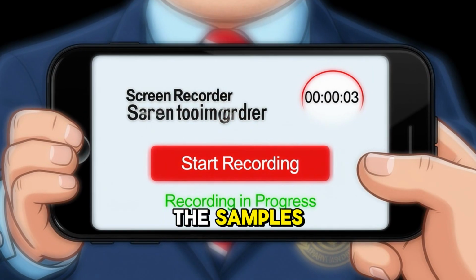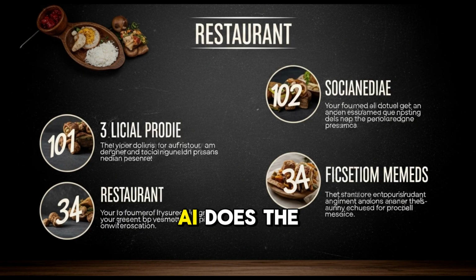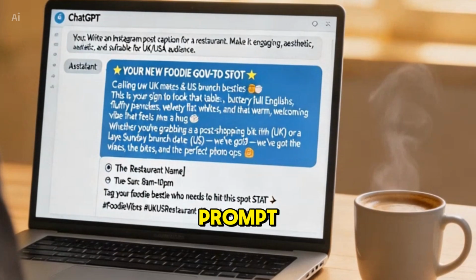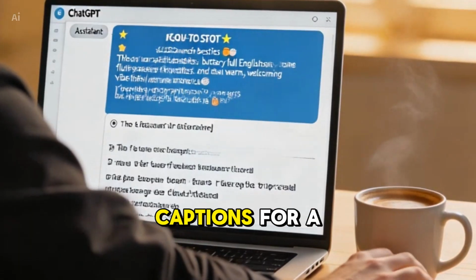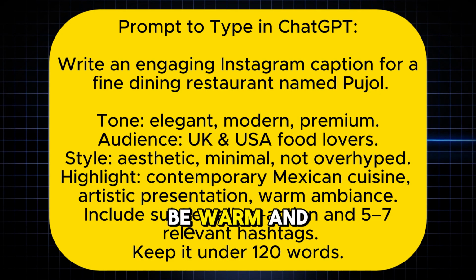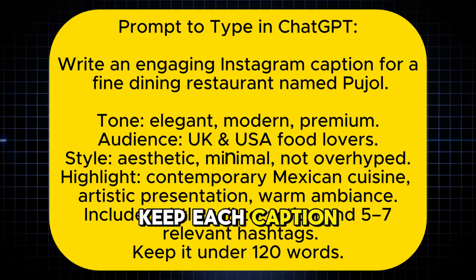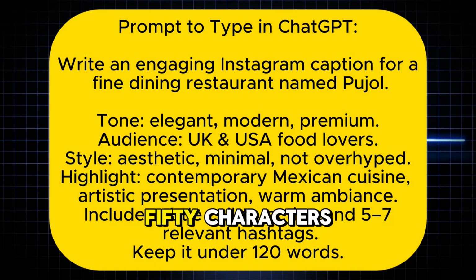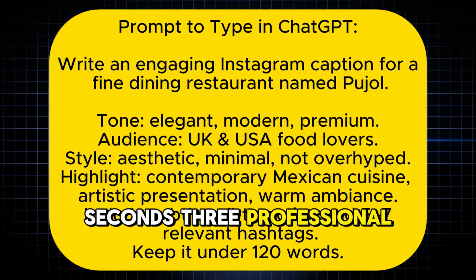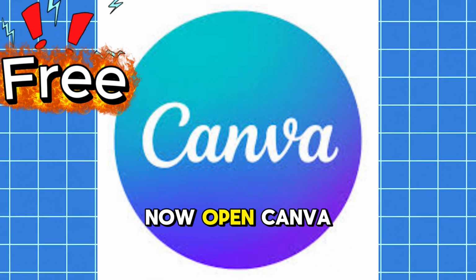Now we make the samples, and this is where the free AI does the work for you. Open chat. The free version is all you need. Type this exact prompt. Write 3 Instagram captions for a small Italian restaurant. Each one should be warm and inviting and end with a call to action. Keep each caption under 150 characters. In about 8 seconds, 3 professional captions. Now open Canva.